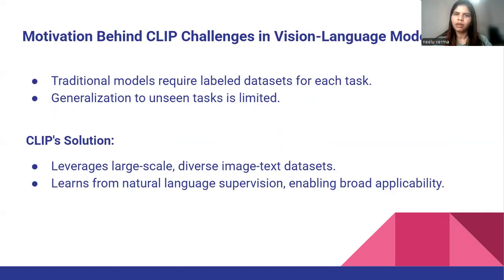So the motivation behind CLIP is that training models needs a large dataset for each task, which can be expensive and time consuming to create. They also struggle to handle new and unseen tasks because they are trained for very specific situations. CLIP tackles this problem by learning from a huge and varied collection of image and text pairs. Instead of relying on carefully labeled examples, it uses natural language descriptions as a guide. This approach allows CLIP to work on many different tasks right away, making it more flexible and broadly useful than other models.